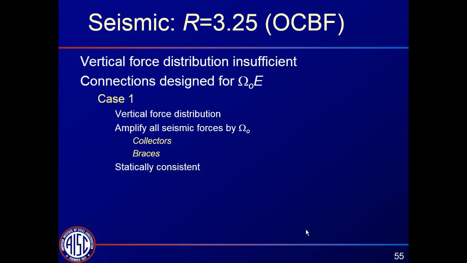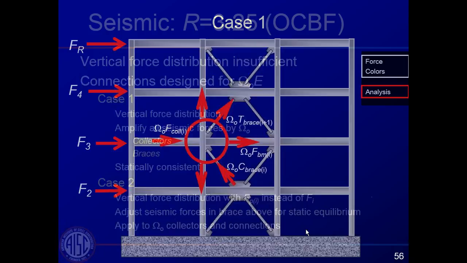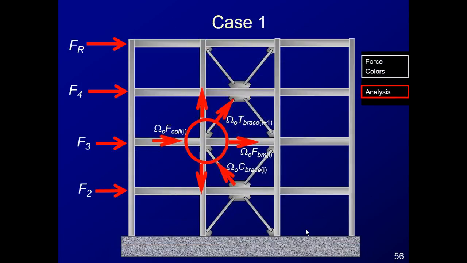statics. And then case 2 we will substitute out the F sub P force for the force from the analysis, and we'll need to do the static adjustment on the brace above. And again, we're applying omega sub O to all elements of the connection. So here's case one. We're simply taking our analysis forces. They're all statically consistent, so we don't need any adjustments. They're all statically consistent already, and we apply omega sub O to each of these and get our connection forces.